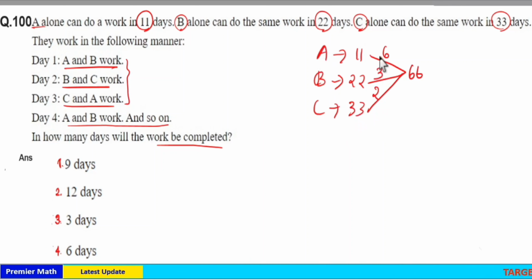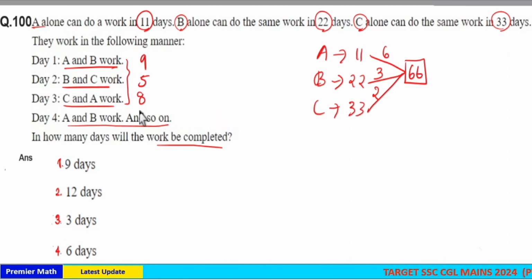That is, A can complete 6 units of work in a day, B can complete 3 units of work in a day, C can complete 2 units of work in a day. And total work is 66 units. Here, on the first day A and B work, so they complete 6 plus 3, total 9 units in 1 day. On the second day B and C work, total 3 plus 2, 5 units. And on the third day C and A work, total 6 plus 2, 8 units.